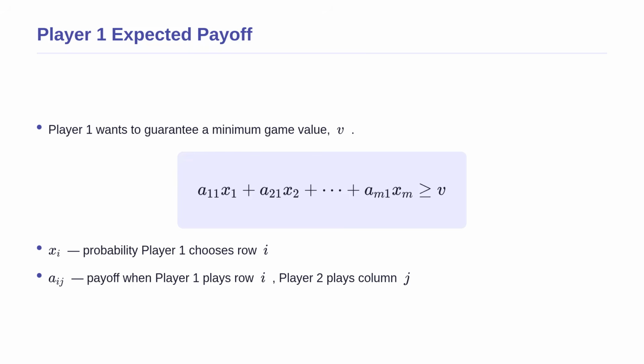Building on the idea of mixed strategies, let us look at how we guarantee that minimum score. Conceptually, we must ensure that our average payoff is at least a certain value, no matter which column the opponent plays. In this formula, A sub ij represents the payoff matrix entries. The variable x sub i is the probability that player 1 chooses a specific row. The variable v is the value of the game, which is the absolute minimum guaranteed expected payoff. If player 1 increases the probability of a high payoff row, the expected value rises, provided the opponent does not perfectly counter it.